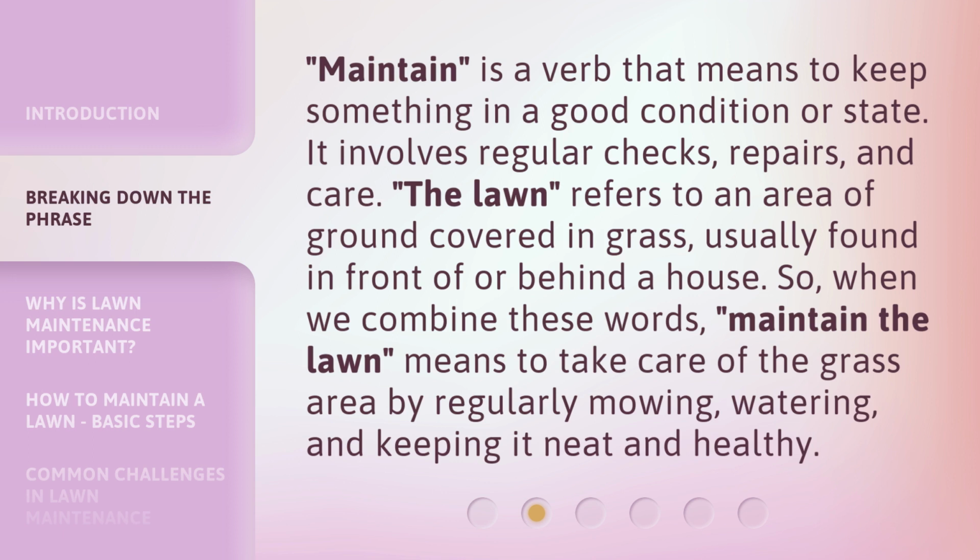Maintain is a verb that means to keep something in a good condition or state. It involves regular checks, repairs, and care. The lawn refers to an area of ground covered in grass, usually found in front of or behind a house. So, when we combine these words, maintain the lawn means to take care of the grass area by regularly mowing, watering, and keeping it neat and healthy.